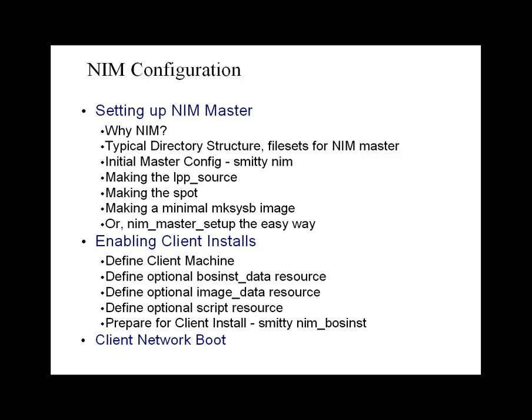We'll make an LPP source, which is the content of the install media. We make a copy of it on disk. NIM does NFS export of this for clients to do the install. We also will walk through making a SPOT as well. A SPOT is a shared product object tree. That's an installed copy of /usr, actually. It's a /usr file system that is created from the LPP source, and it's on the master, also NFS exported. Clients run commands during the install process from the SPOT. That's why we have that in addition to an LPP source.